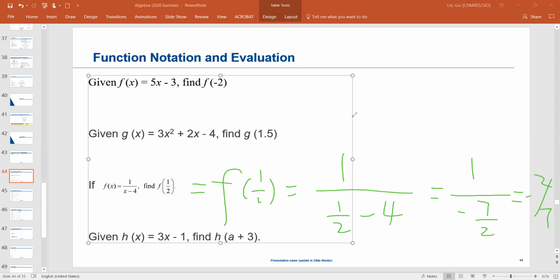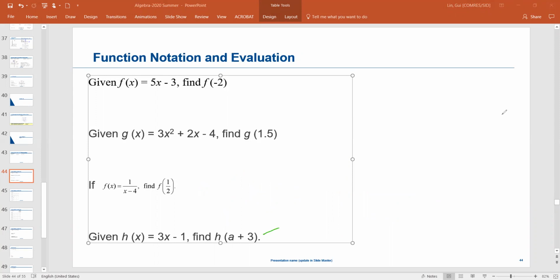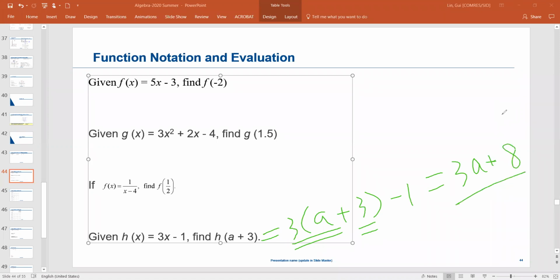All right, so see the last one here. This one means replacing 3x with a plus 3, right? Minus 1. After distributing inside you get 3a plus 9, then 3a plus 9 minus 1, here is plus 8. So this one is super easy. Just like the input 1, you just replace x with the input and you get the result.